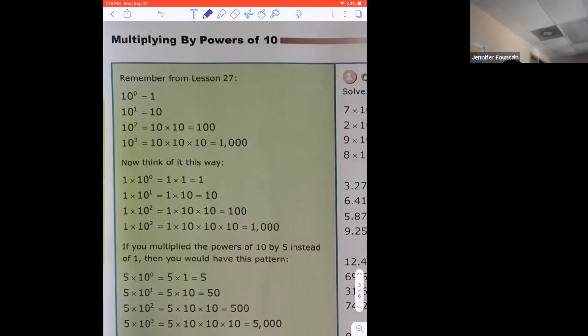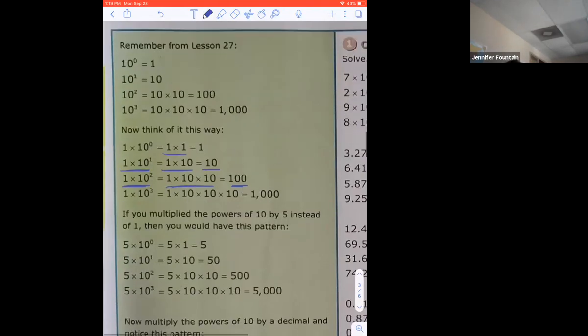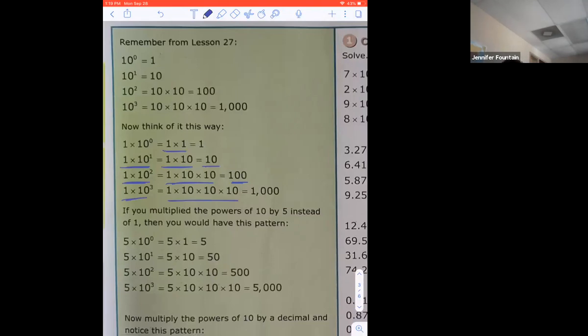Now think of it this way. 1 times 10 to the 0 is the same as saying 1 times 1. And 1 times 1 is 1. The next one, 1 times 10 to the first is the same as saying 1 times 10. 1 times 10 is 10. 1 times 10 to the second is the same as saying 1 times 10 times 10, which is 100. And 1 times 10 to the third is going to be the same as 1 times 10 times 10 times 10, which is going to equal 1,000.